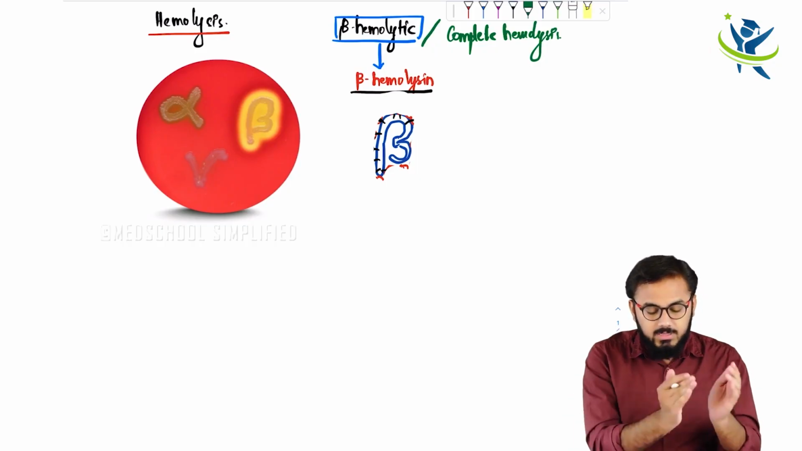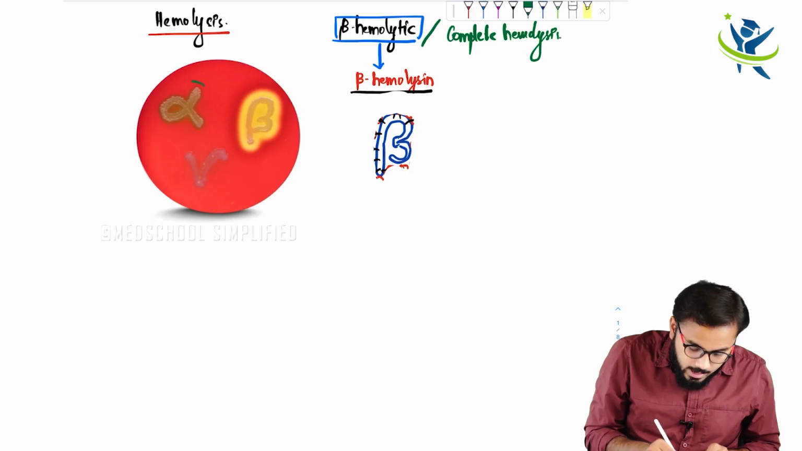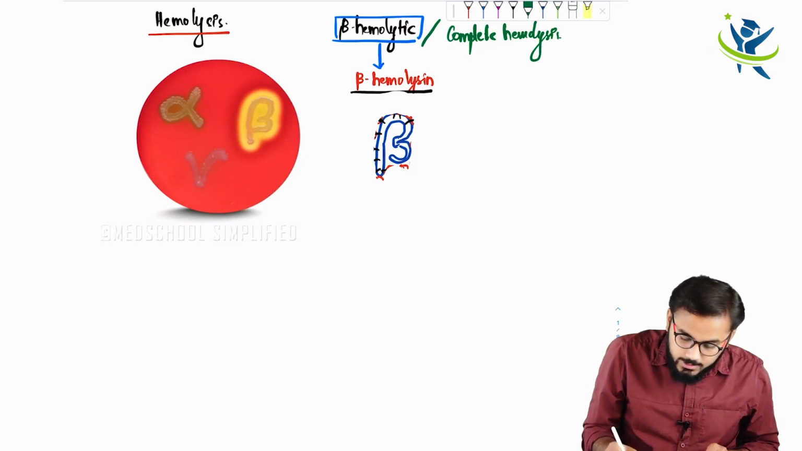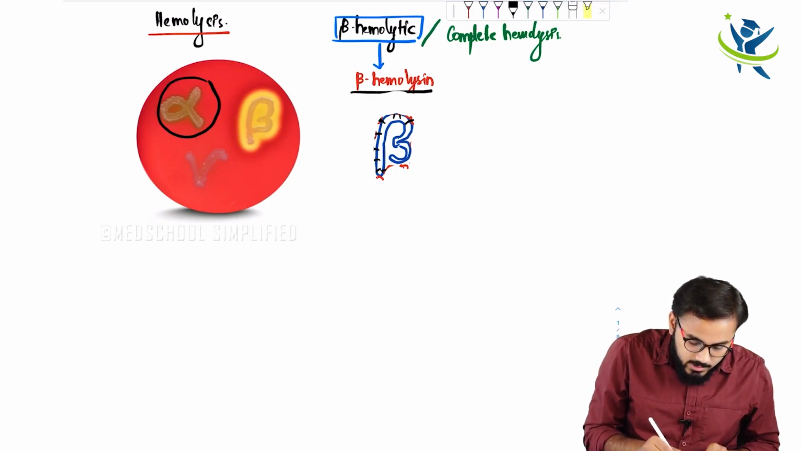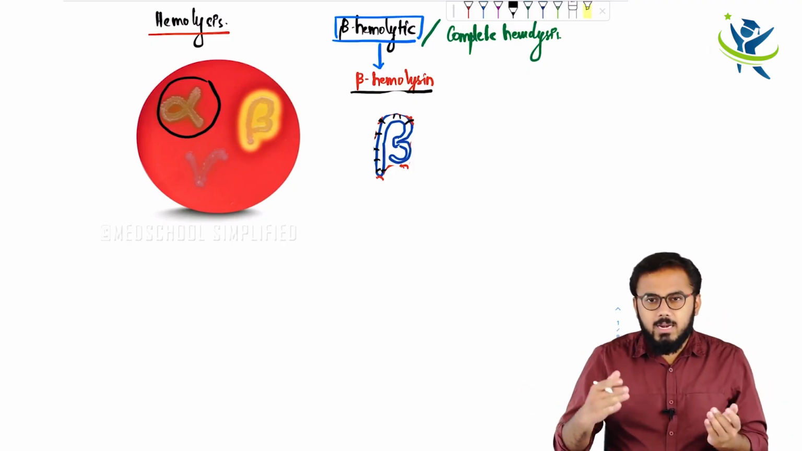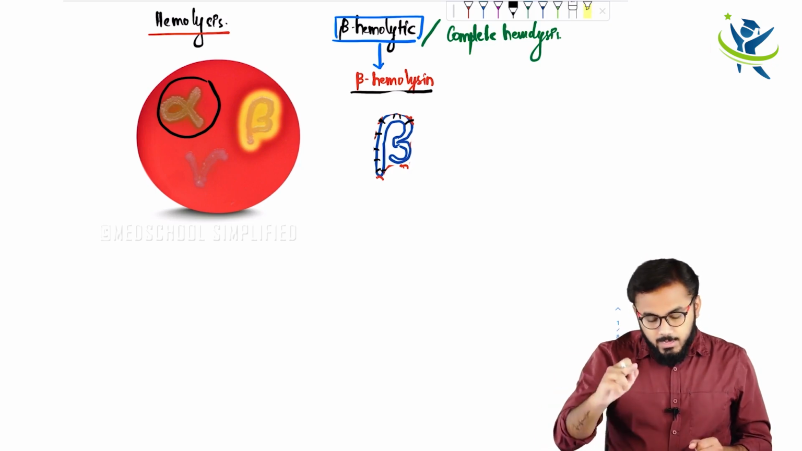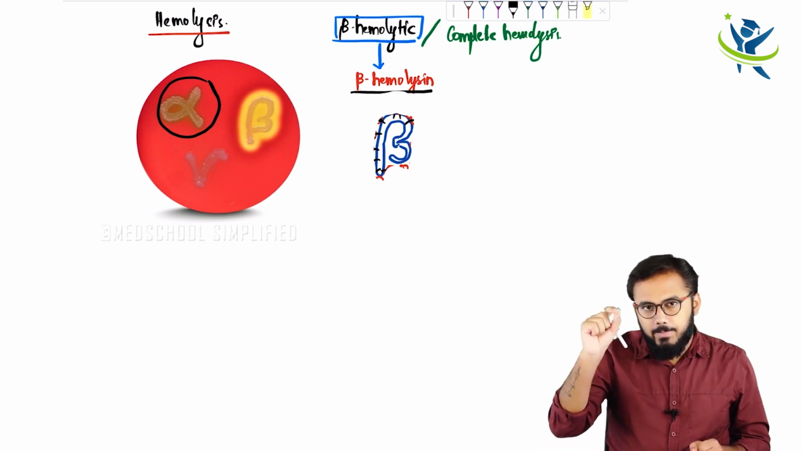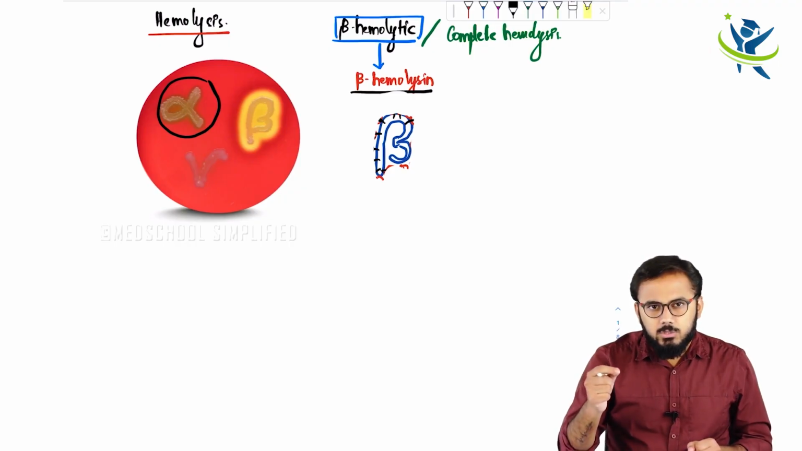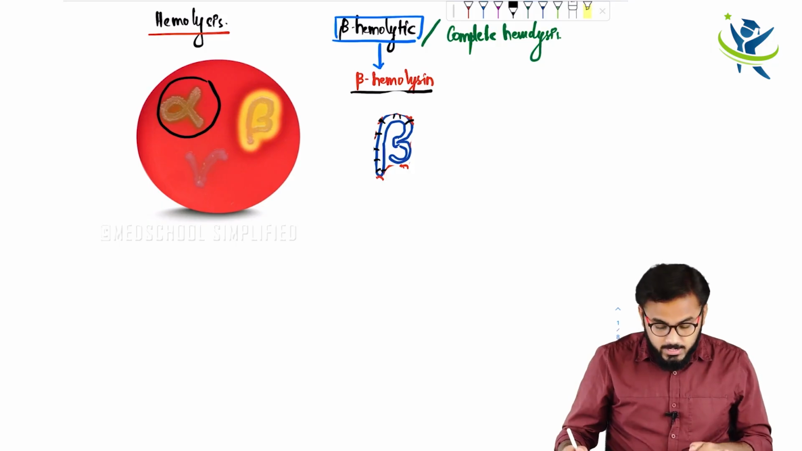Now compare beta with alpha. Look at alpha here. Surrounding the alpha, do you think it is more pale or less pale? Obviously it is less pale. When you compare with beta, surrounding the alpha the paleness is very less. So what do I mean by paleness is very less?